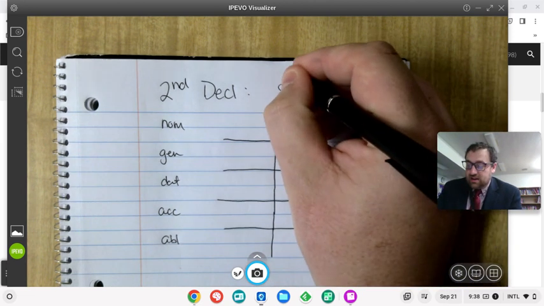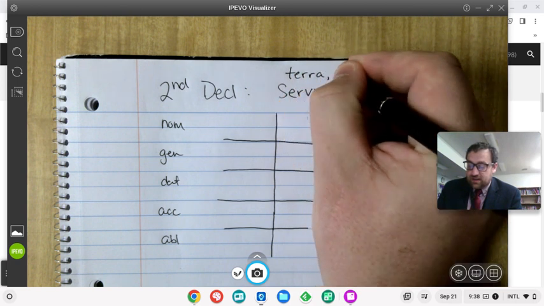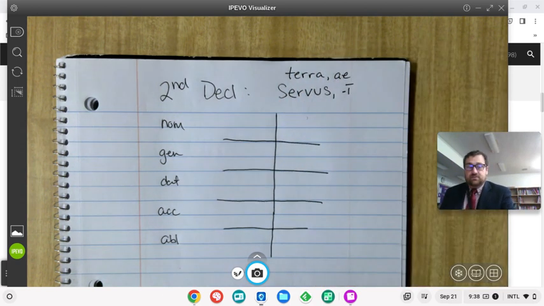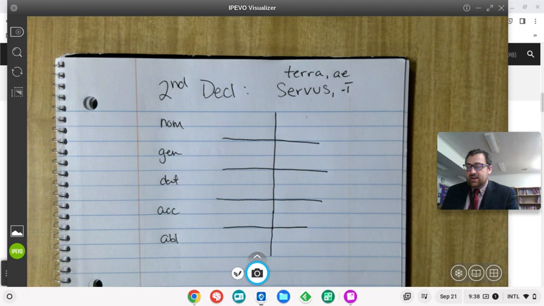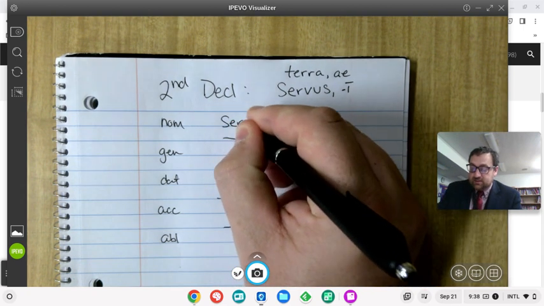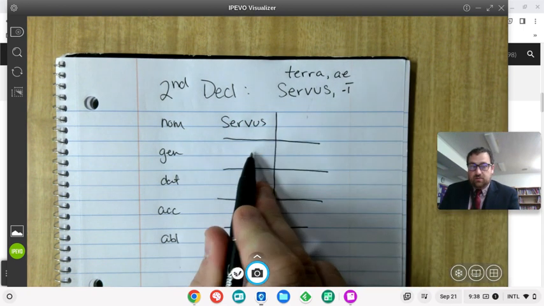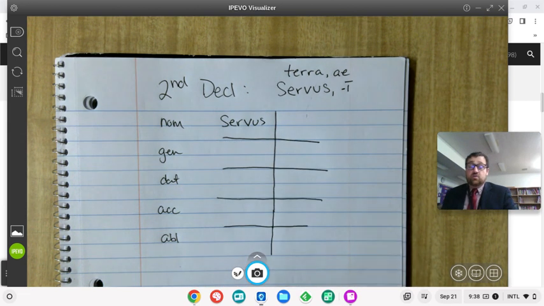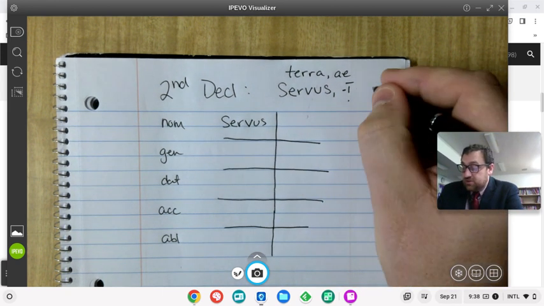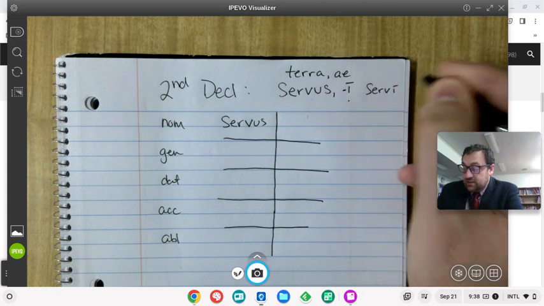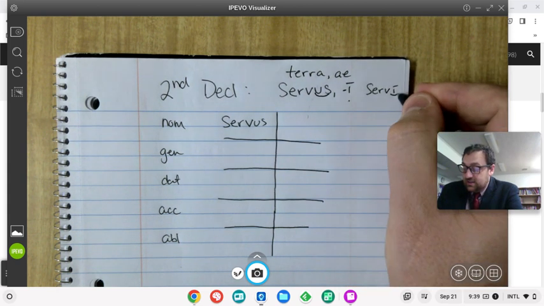Remember, the word terra was given to you as terra, terrae, and you were told that means land or earth. What that is, again, is the nominative form and then the genitive form, the nominative singular, then the genitive singular. When you look up a word in the dictionary, you're going to see those first two forms. Servus, servi is short for servus, servi. So instead of the us ending, it's the e ending.